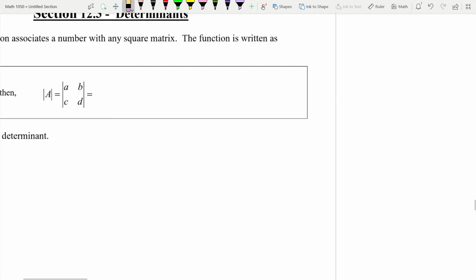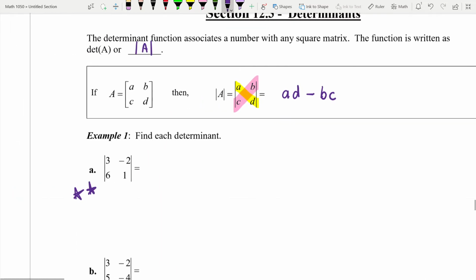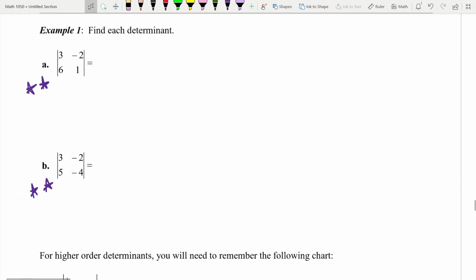And here's what you do. It's really simple. The first thing you do is multiply this way. So you go A times D is AD. Then you put a minus, and then you cross multiply the other way, which is B times C. That's all you do. Okay, so let's come down here to question A and find the determinant.